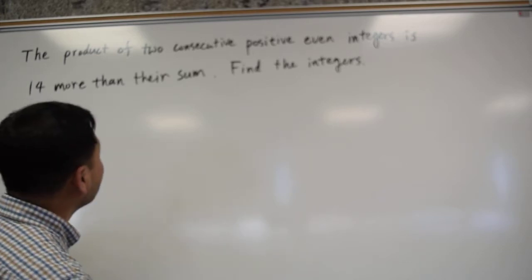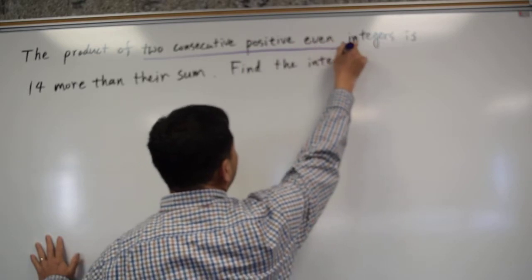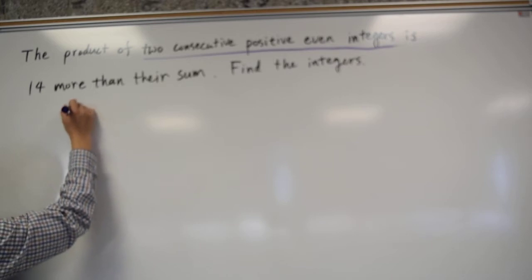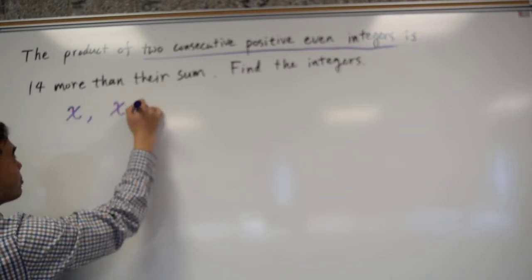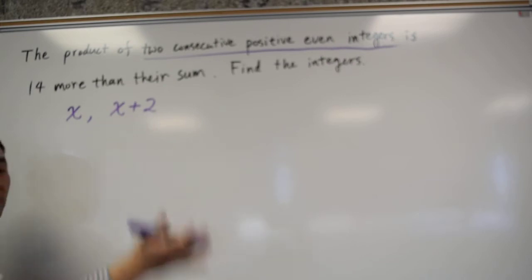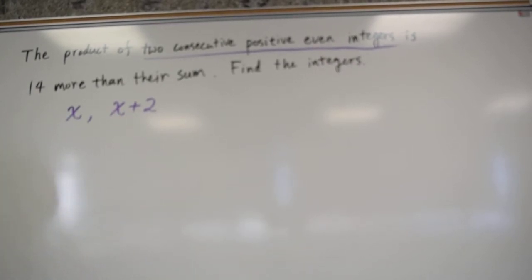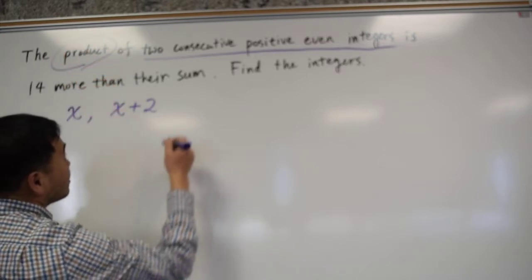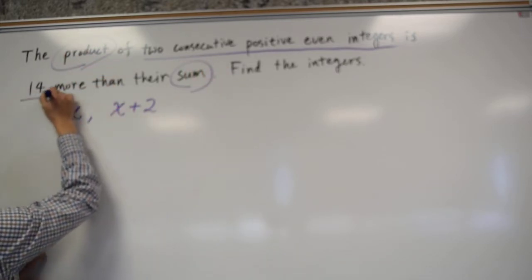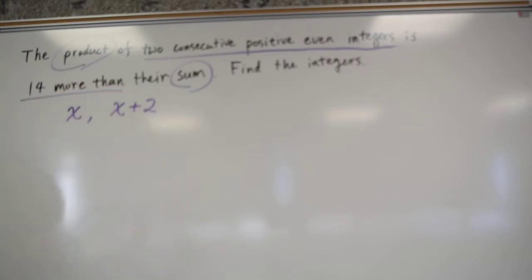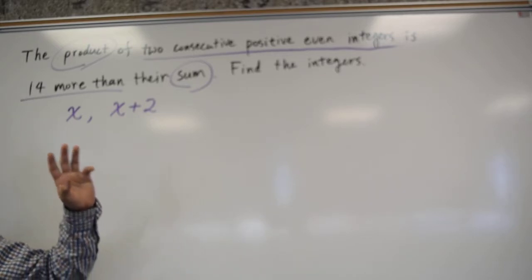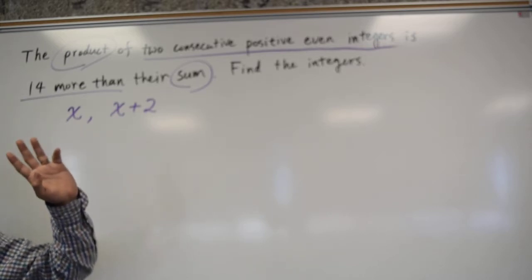So we have two consecutive positive even integers, and we already mentioned in the previous question that the two numbers in that case should be called x and x plus 2, because if you have two even numbers, they should be 2 apart. And then the next words that you should think of is there's a product, and there's the sum, and there's this 14 more than. So there are three things that we have to think about. Okay, we want to think about these separately. And when you think about these, don't mind what's happening to the other.